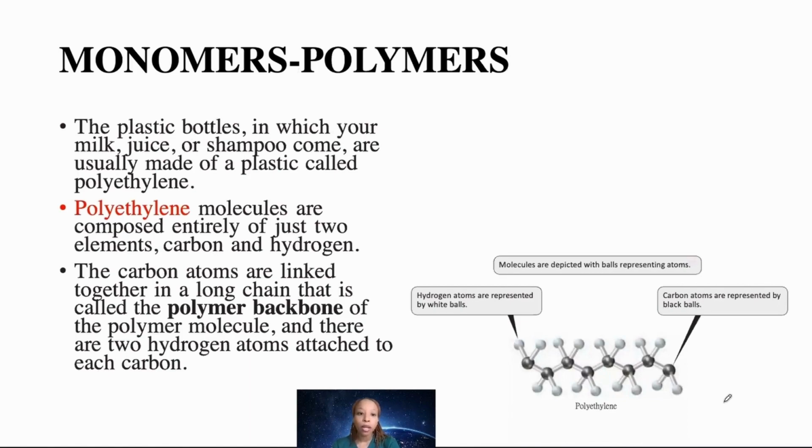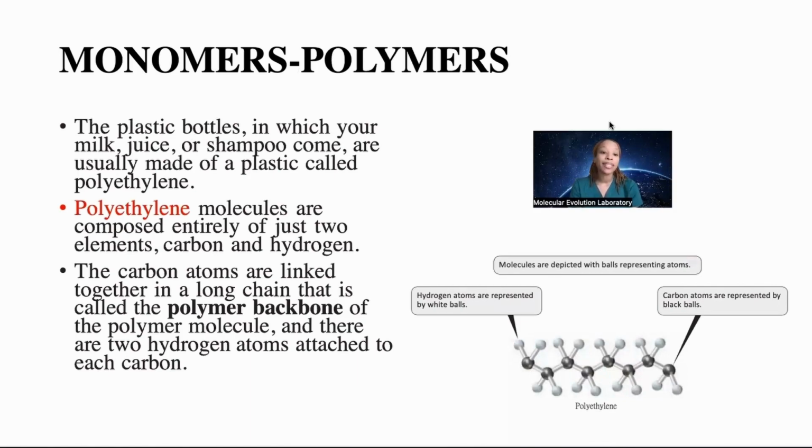From monomers to polymers, as we mentioned before, the plastic bottles in which your milk, juice, or shampoo came are usually made of plastic called polyethylene. Polyethylene molecules are composed entirely of just two elements, carbon and hydrogen. The carbon atoms are linked together in a long chain that is called the polymer backbone of the polymer molecule, and there are two hydrogen atoms attached to each carbon.